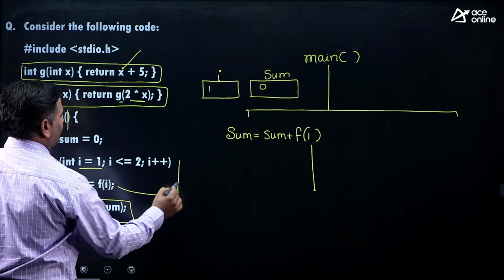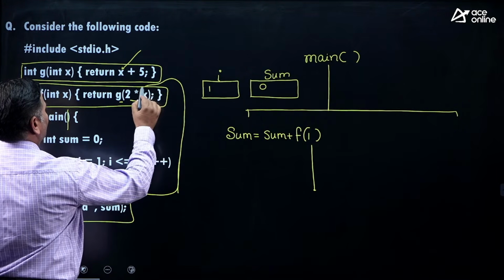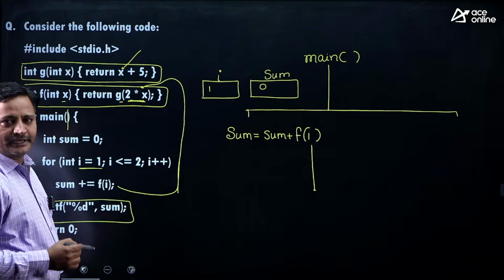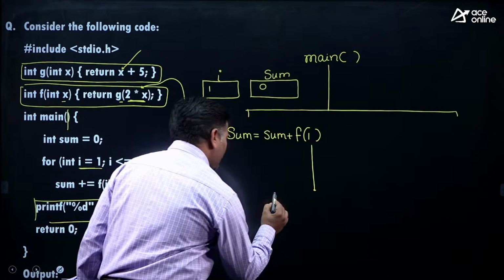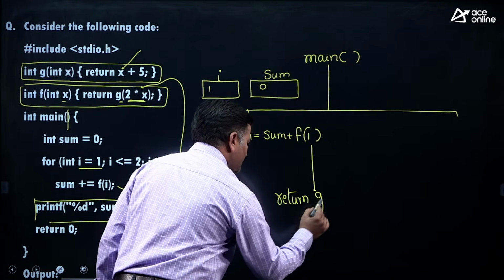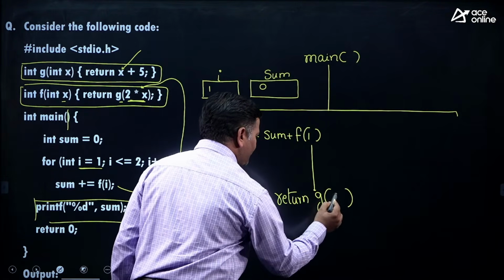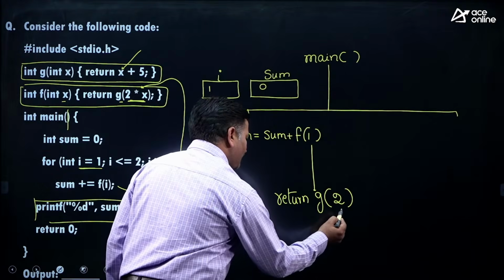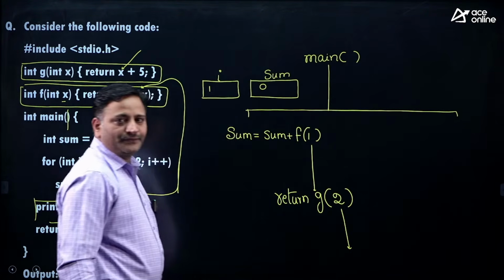you are calling the function with input 1, right friends? So that x is getting doubled, right? So therefore you are taking return g of 2 times x. So 2 times x obviously equals 2. It means internally it is calling another function, g of 2.